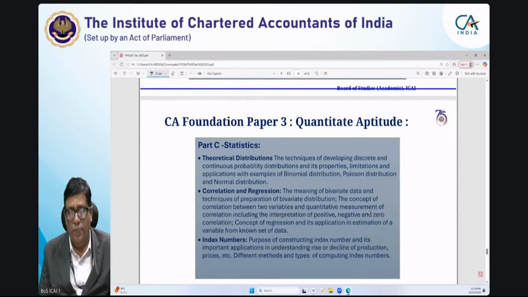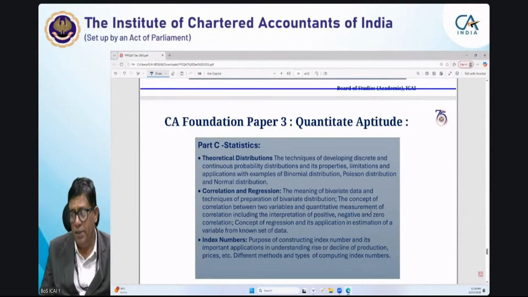And now we move to the correlation and regression topic, which is also very important. The meaning of bivariate data: in the above topics in statistics, we were talking from a single-variable point of view, like data mean and variances. Now correlation and regression talk about two variables at the same time, the degree of relation between the two variables, like demand and supply, and demand and price. These kinds of things can be discussed.